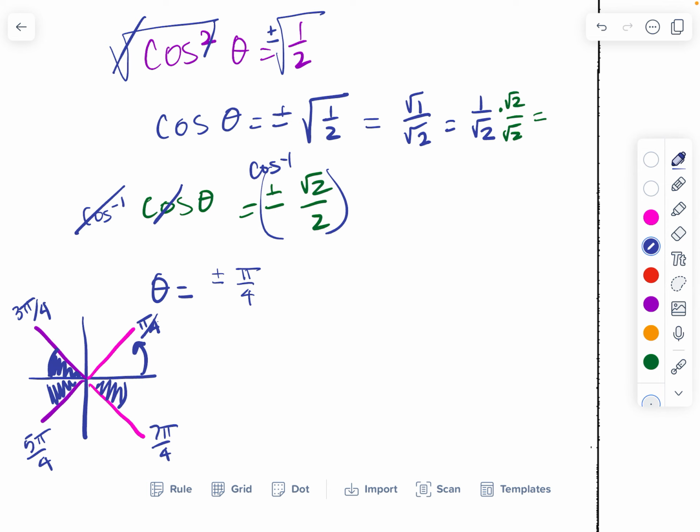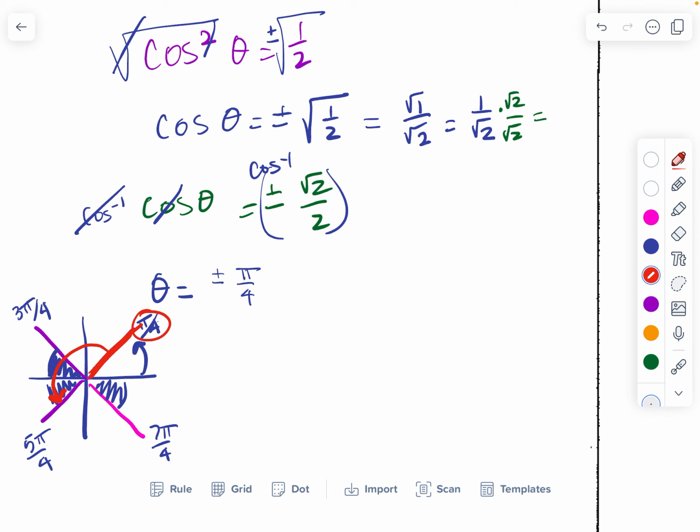And so that's within 0 to 2 pi, but how do we say every value of theta that would equal positive or negative root 2 over 2 forever? So I know that my initial one is right here. That's at pi over 4. And I know if I add pi, we'll get back to here.